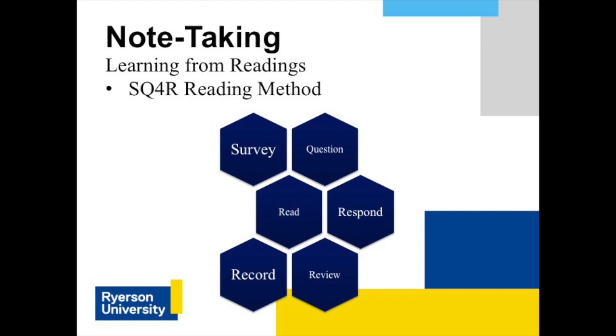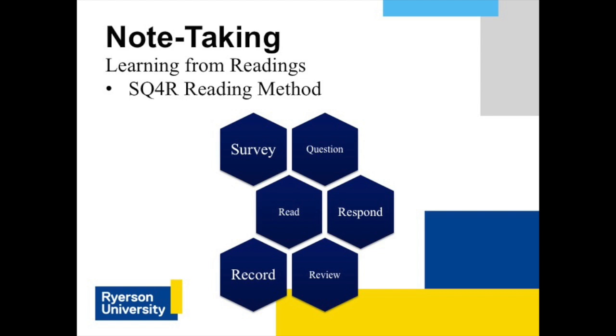The SQ3R method stands for survey, question, read, respond, record, and review. When you survey, read the preface and introduction to the text and browse through the table of contents. Get a sense of the big picture. Question. Change headings into questions. For example, the heading socialization could become what is socialization?